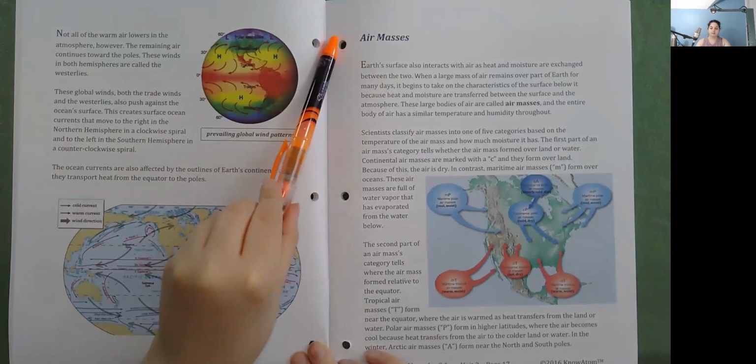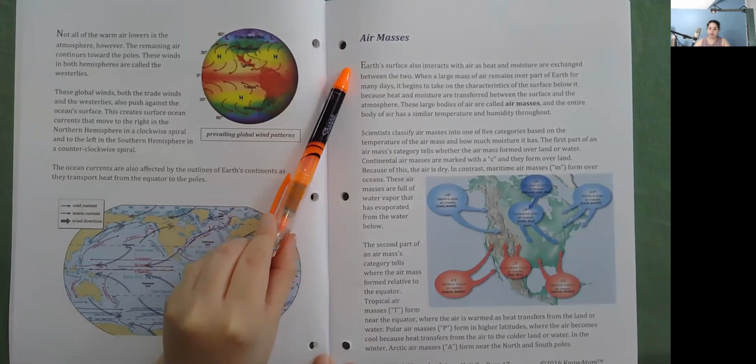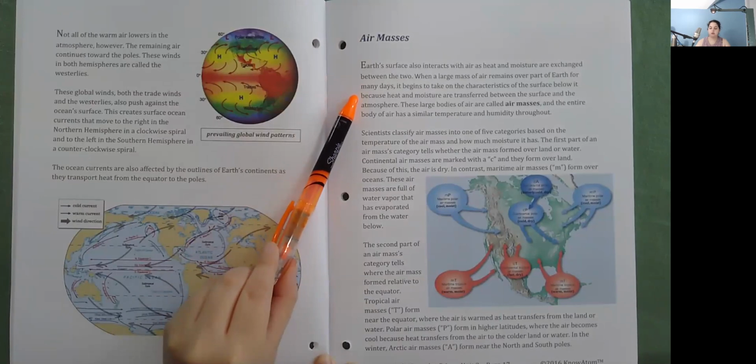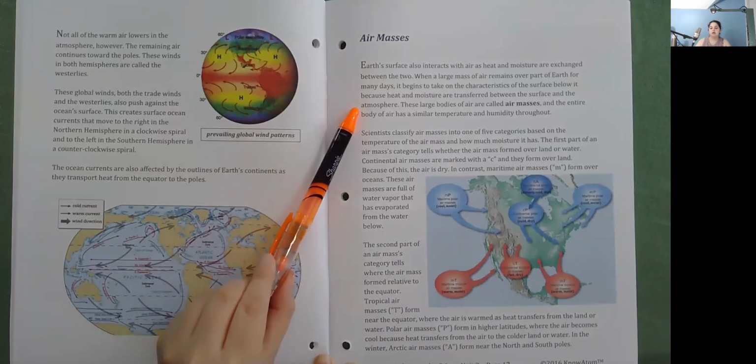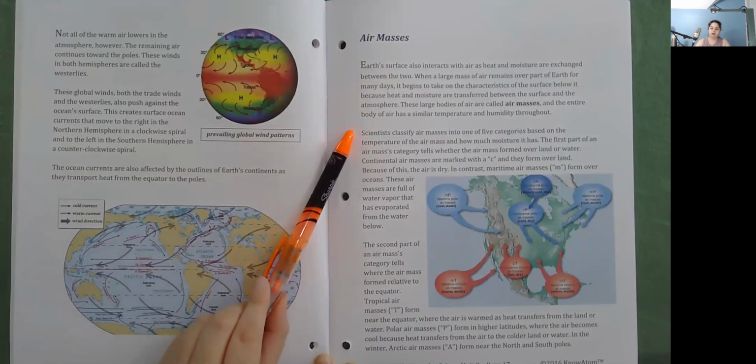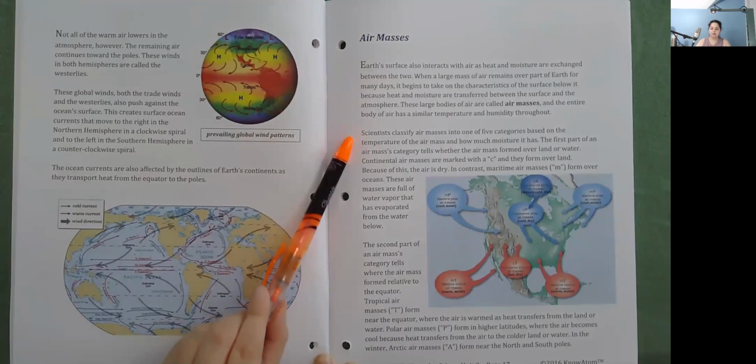Air masses. Earth's surface also interacts with air as heat and moisture are exchanged between the two. When a large mass of air remains over part of Earth for many days, it begins to take on the characteristics of the surface below it because heat and moisture are transferred between the surface and the atmosphere. These large bodies of air are called air masses, and the entire body of air has a similar temperature and humidity throughout. Scientists classify air masses into one of 5 categories based on the temperature of the air mass and how much moisture it has.